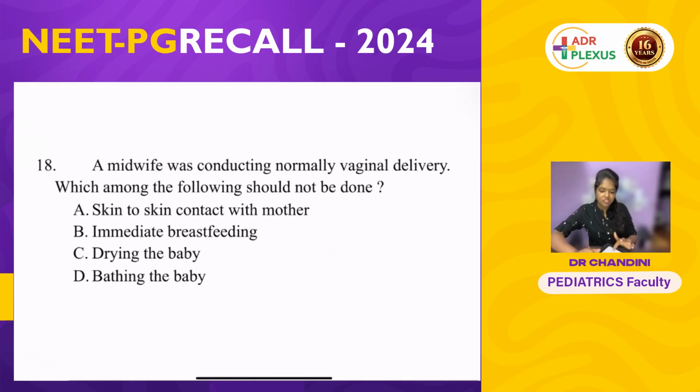Yes. Next question, a pretty simple question actually. A midwife was conducting a normal vaginal delivery. Which among the following should not be done immediately after delivery? Skin to skin contact. You all know skin to skin contact is very important, so yes, you can do skin to skin contact. Immediate breastfeeding. Yes, WHO says immediately after birth, you have to breastfeed. So that is also acceptable.